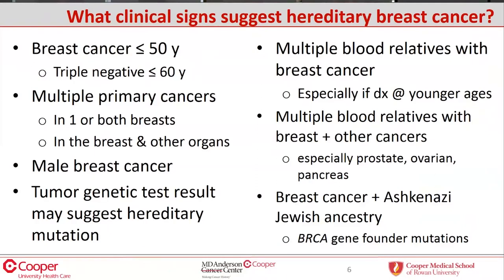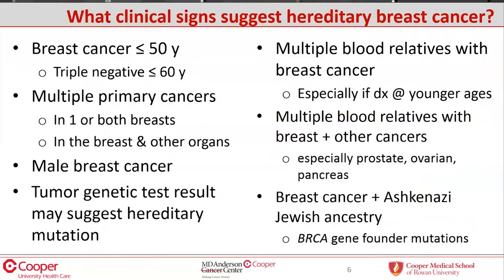We also look to see if someone's had multiple primary cancers. The idea that having cancer once, well, okay, but having cancer twice or three times, maybe there was inherited risk there. And what I mean by multiple primary or separate cancers is, say, a cancer in one breast and then the other, or maybe two completely separate tumors in the same breast, or maybe breast cancer and another cancer in a whole other different organ. I'm not talking about cancer spreading, but separate cancers.